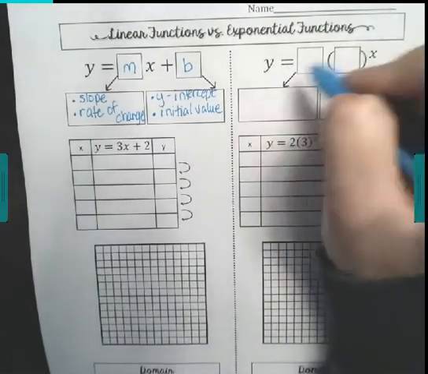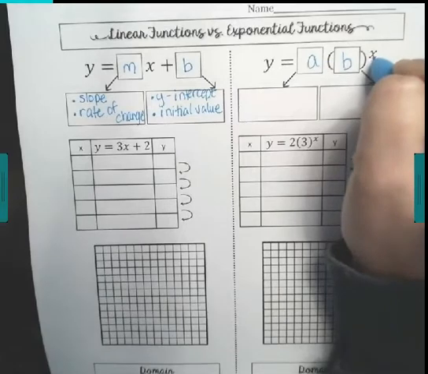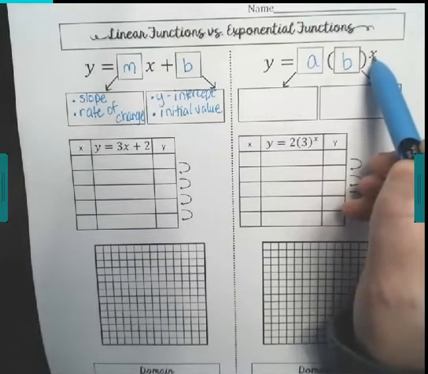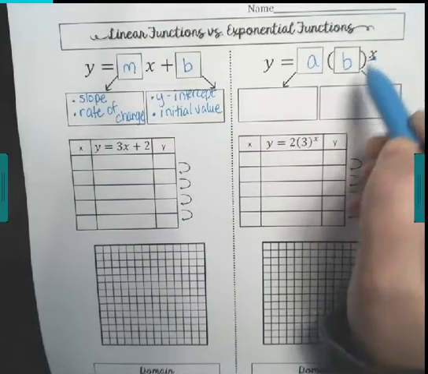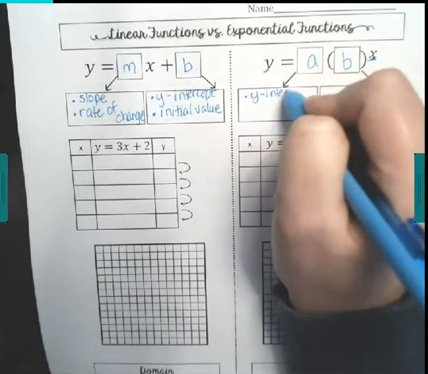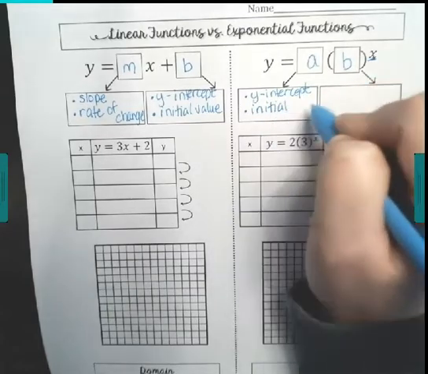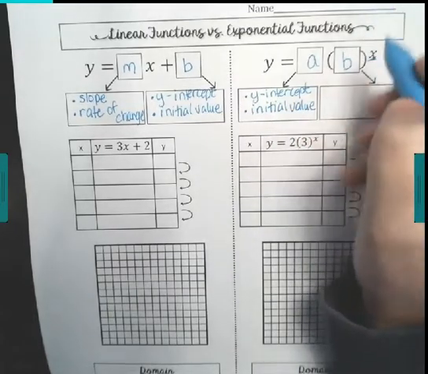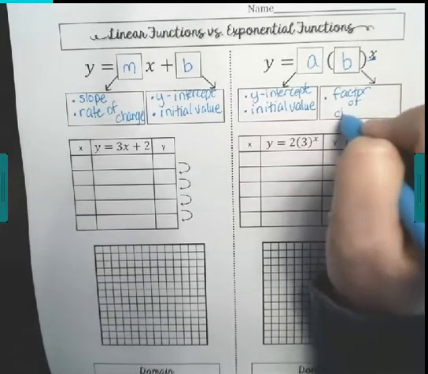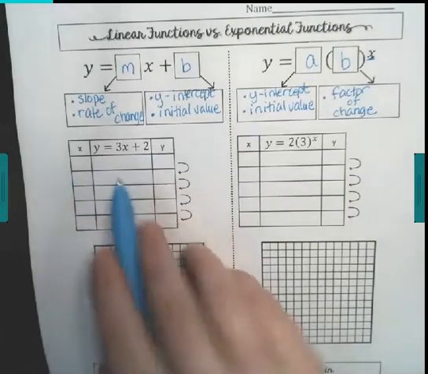Exponential functions, on the other hand, take the form of y equals a times b to the x power. So here your variable is down here with the m. In this one, your variable is the exponent. So that's not a typo. That is an exponent. A represents your y-intercept in these problems, or your initial value, and b is your factor of change, similar to a rate of change. So let's dive into what these problems look like.